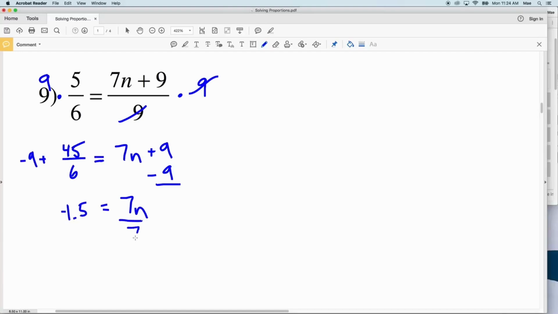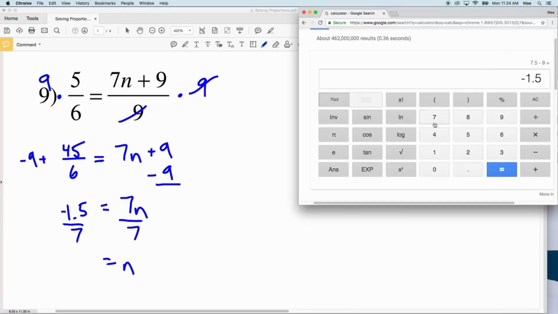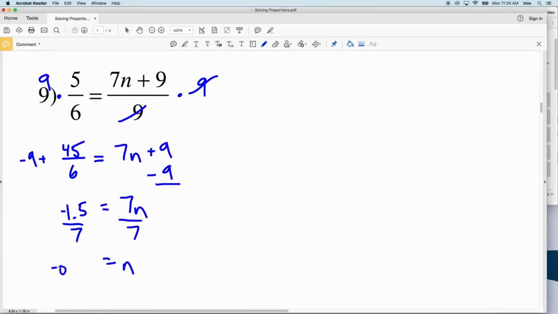All we have left to do is to divide by 7. Negative 1.5 divided by 7 is equal to n. So 1.5 divided by 7 equals 0.214. However, that was a negative divided by a positive, so it's a negative 0.214 as the solution in number 9.